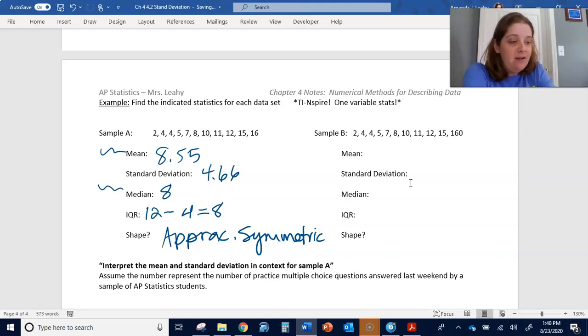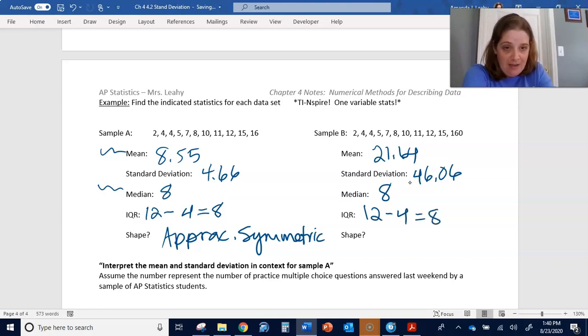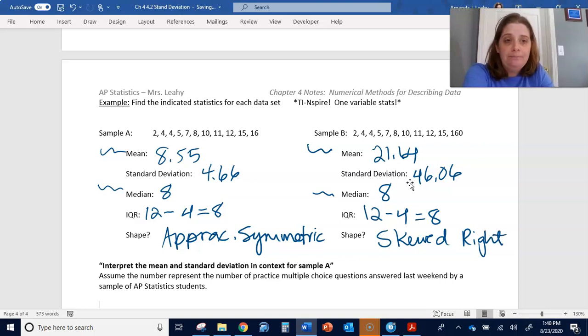All right, my mean of the second set was 21.64. I had a standard deviation of 46.06. The median was still 8. The interquartile range was still 12 minus 4, or 8. And this shape, the mean is significantly larger than the median. That means if we were to put them on the number line, the mean would be to the right. The mean follows the skew, so I would expect this to be skewed to the right.